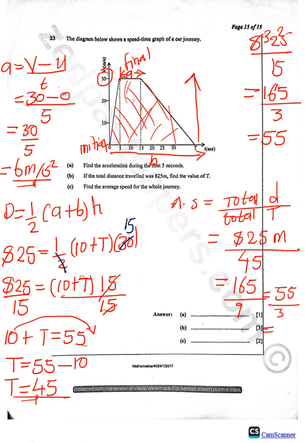So our final answer can be written as 55 over 3, or 3 into 55 is 18, remainder 1, so 18 and 1 over 3 meters per second. So this is our average speed for this question.